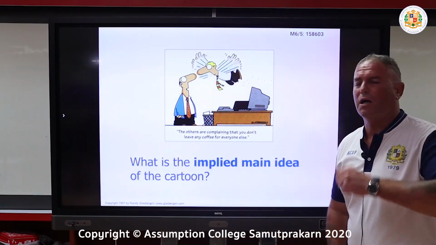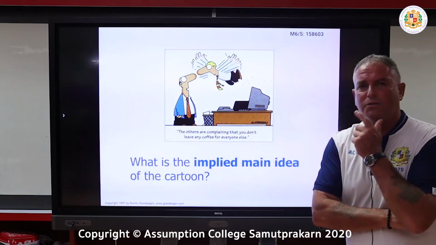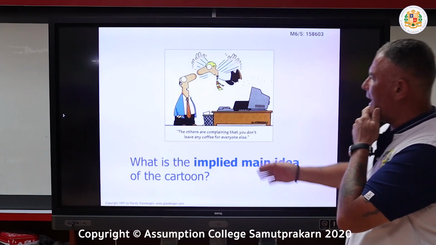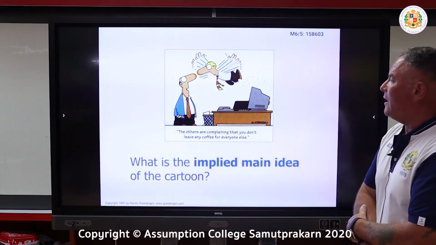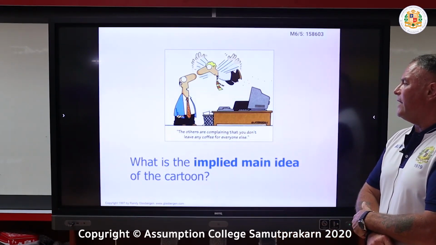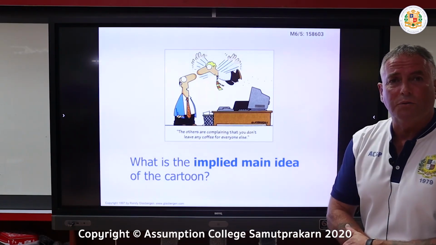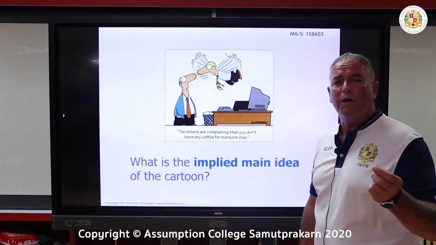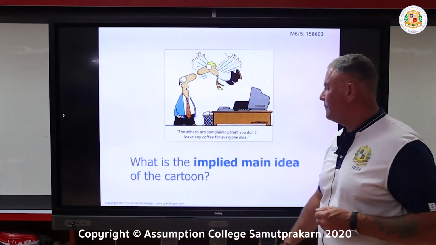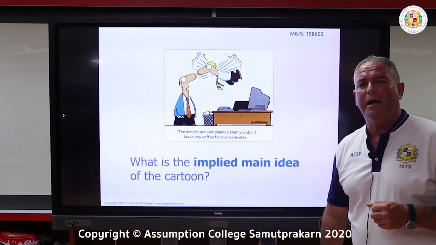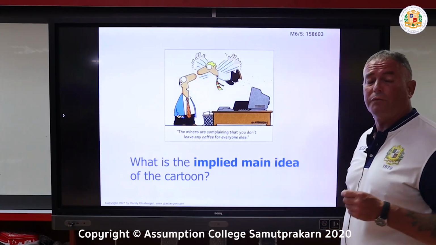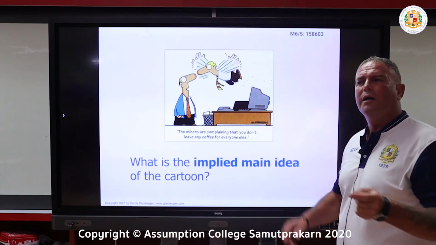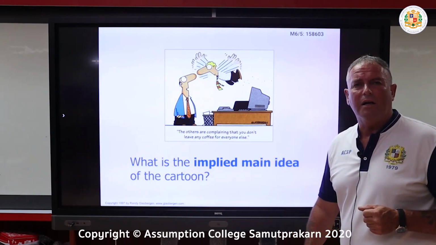Right, here's a cartoon. Have a look at that cartoon. Take your time, look at it. What's it doing? There's a caption. The caption says, The others are complaining that you don't leave any coffee for anyone else. Okay, look at the words, look at the man, what he's telling him. Okay, it says, what is the implied main idea of the caption, of the cartoon? Take a minute, see if you can figure it out before finding the answer.